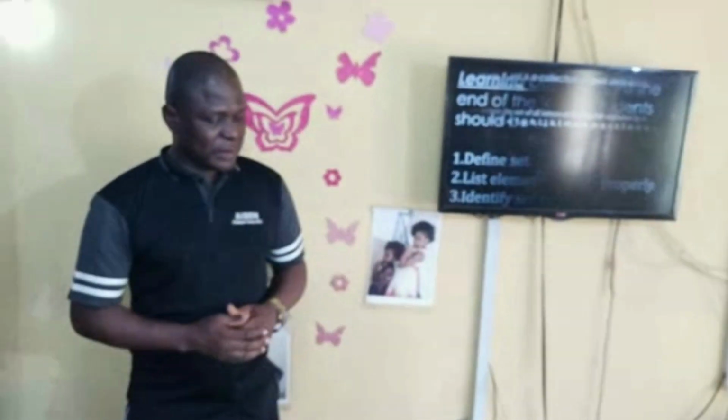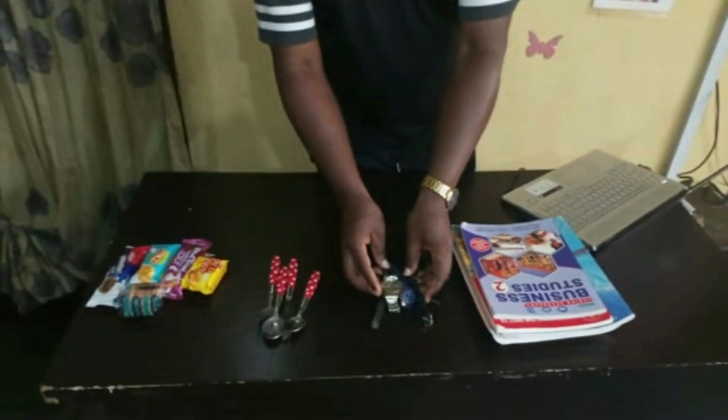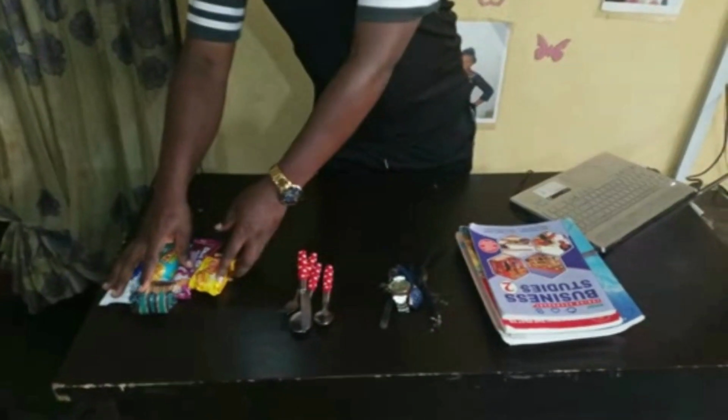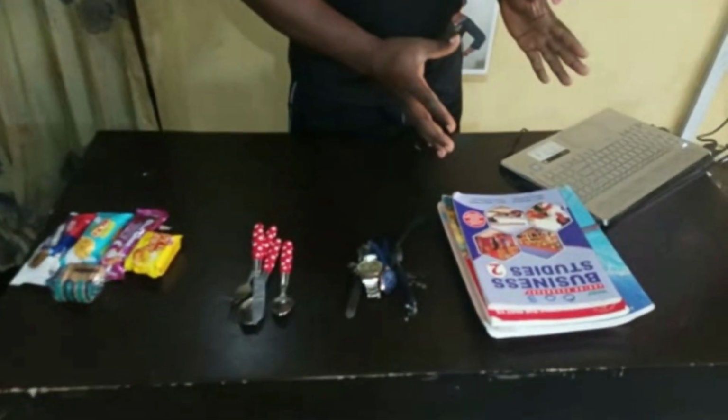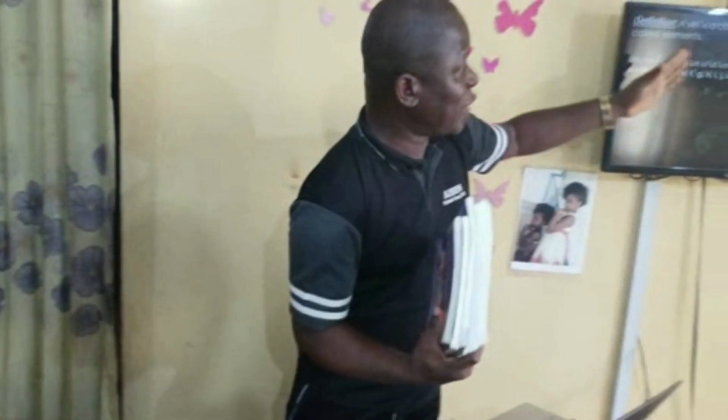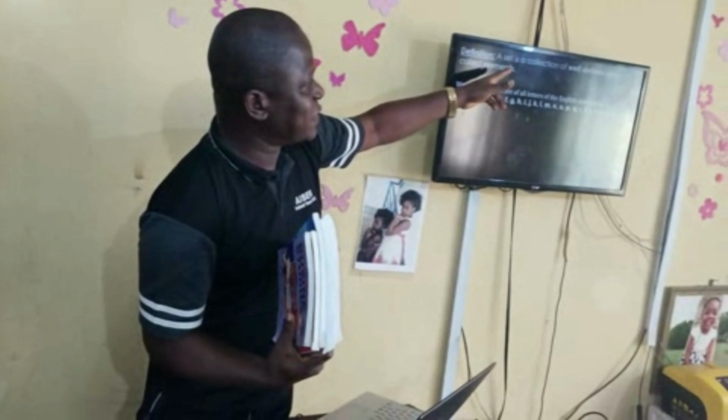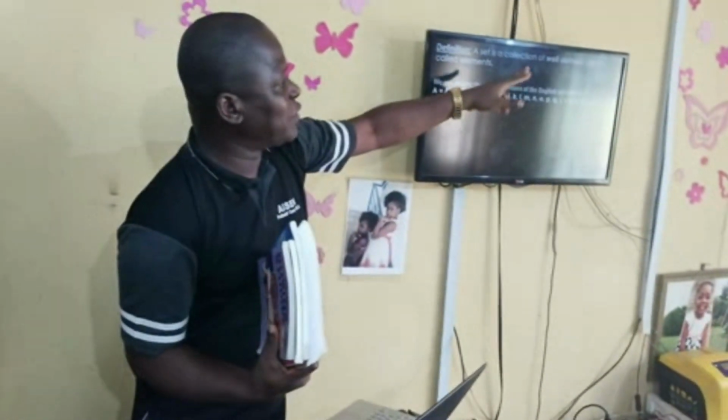Now, how can we describe a set? If you look at what I have in front of me here, I have a set of textbooks, a set of wristwatches, cutleries, and biscuits. If you look at each of these items, they are sets because these are just sets of textbooks, well defined. So that's why we refer to a set as what? A set is a collection of well defined objects called elements. So each of these are referred to as elements.